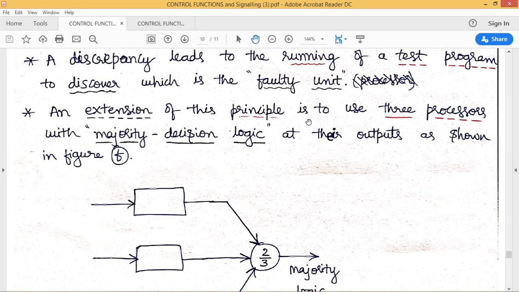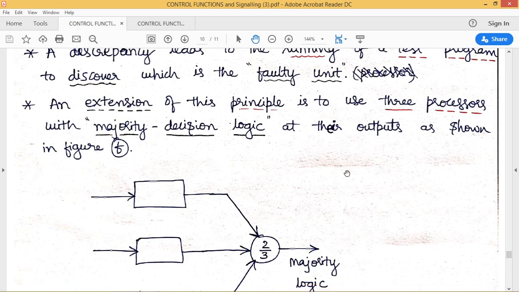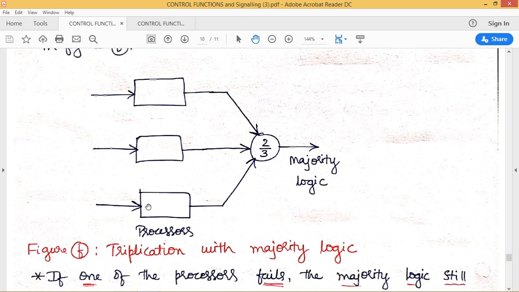So an extension of this principle is to use 3 processors with majority decision logic at their outputs, as shown in this figure F. Here in this figure F we are using 3 processors. Of course, all these 3 processors are loaded with the same data. If all these 3 processors are working fine, they will produce the same output.